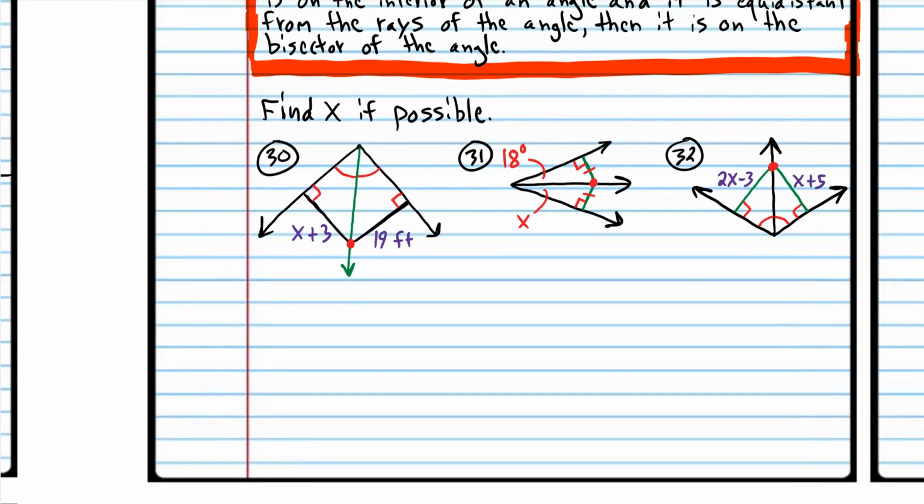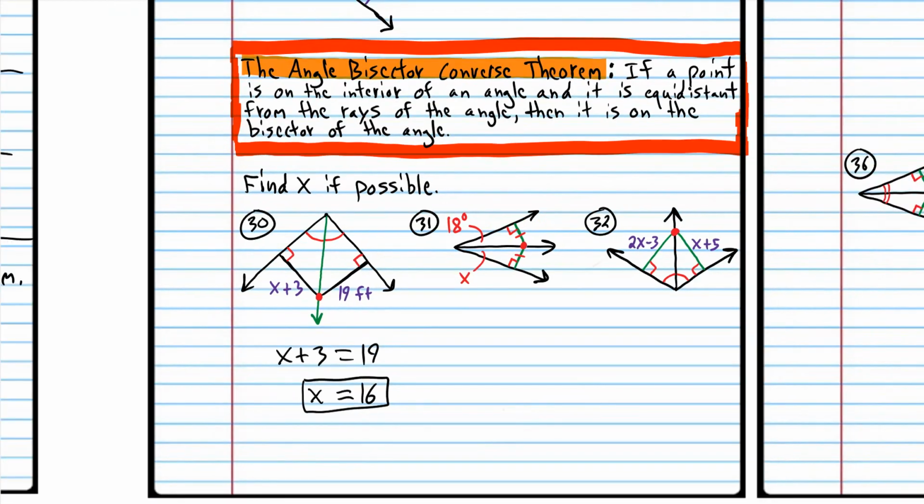Find x if possible. So this is an angle bisector. I know that because this angle here, this arc, is the same as this arc. So I know it's an angle bisector. And because this point is on the angle bisector, it must be equidistant from the rays. So that means x plus 3 must be equal to 19. Therefore, x must be equal to 16. And that's the answer.